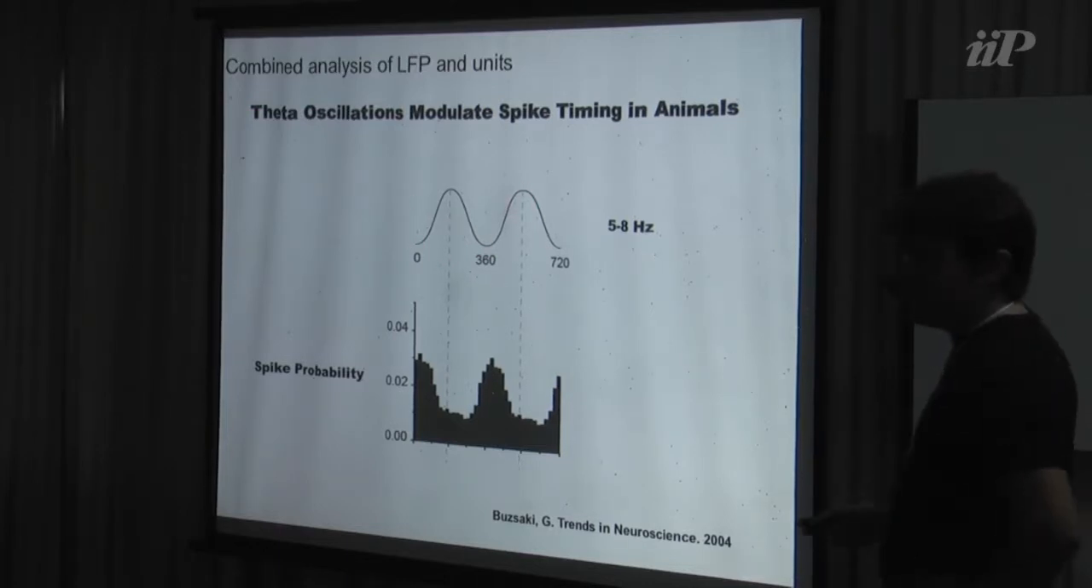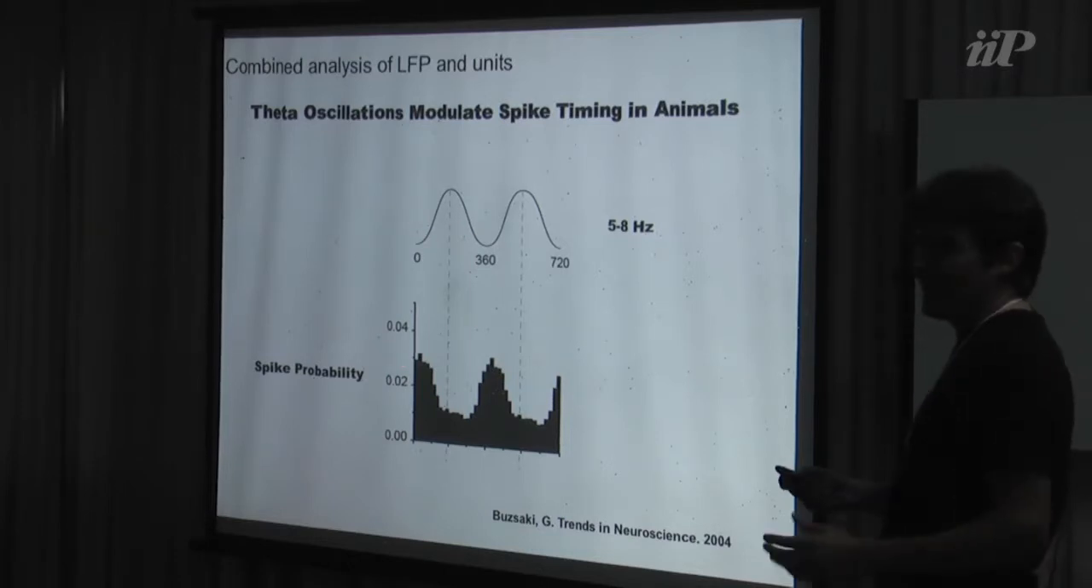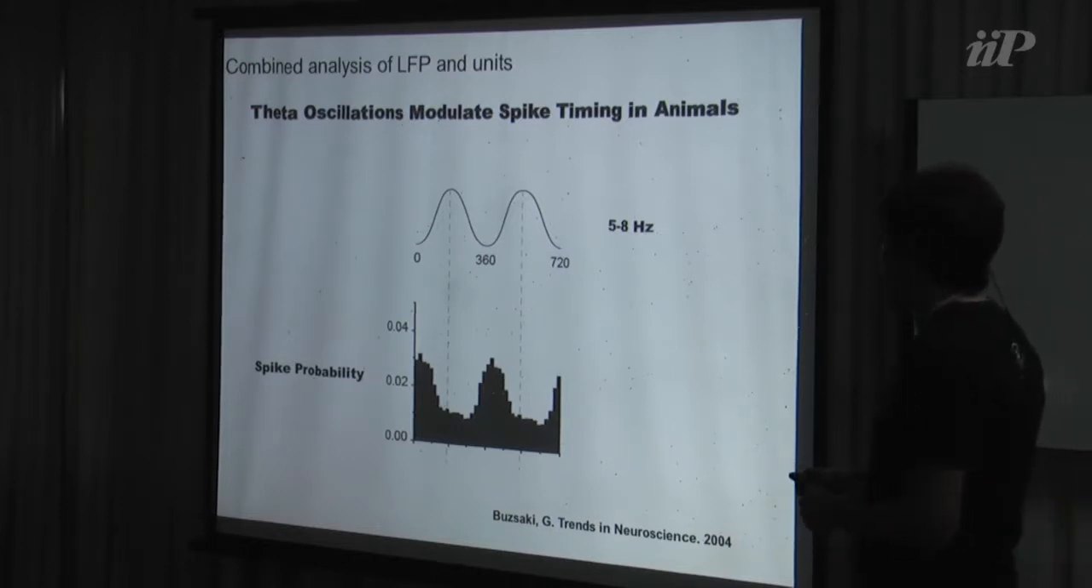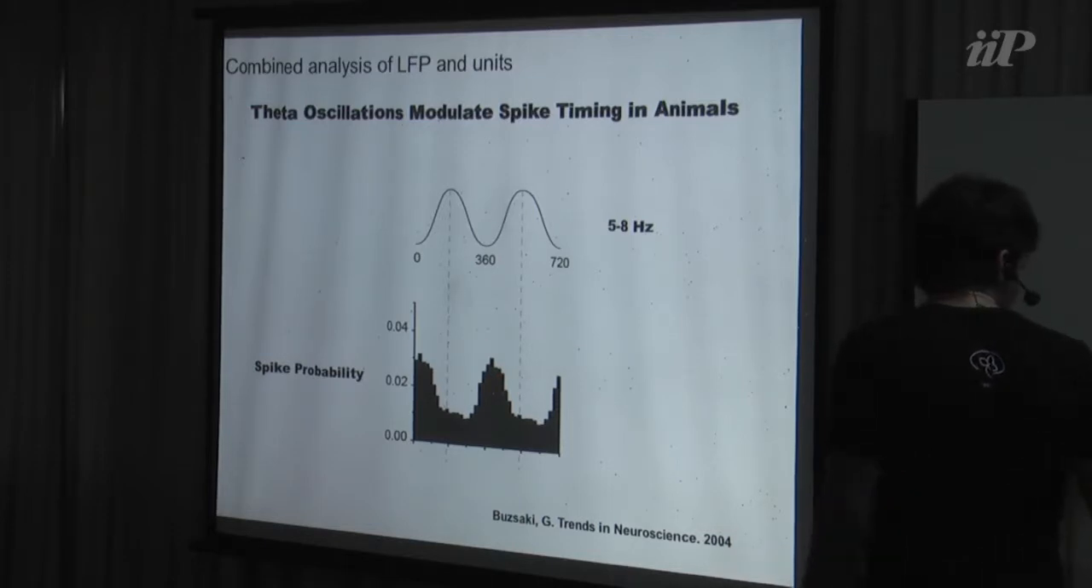So we know that the local field potential waves modulate the activity of the units. Some people like to think about timing, for example. We know that the brain uses time, but how is time encoded in the brain? One of the theories says that maybe these waves could be a sort of clock for the neuronal activity to be organized.